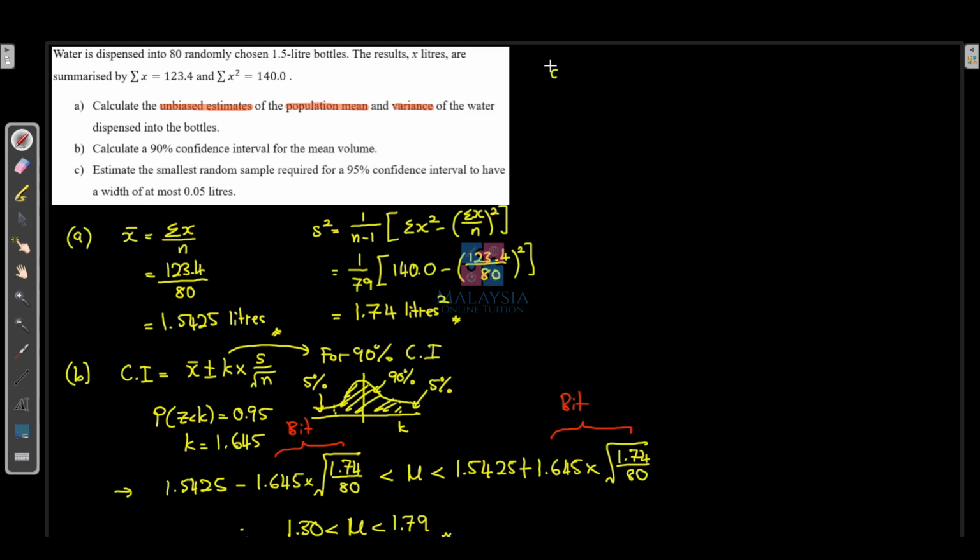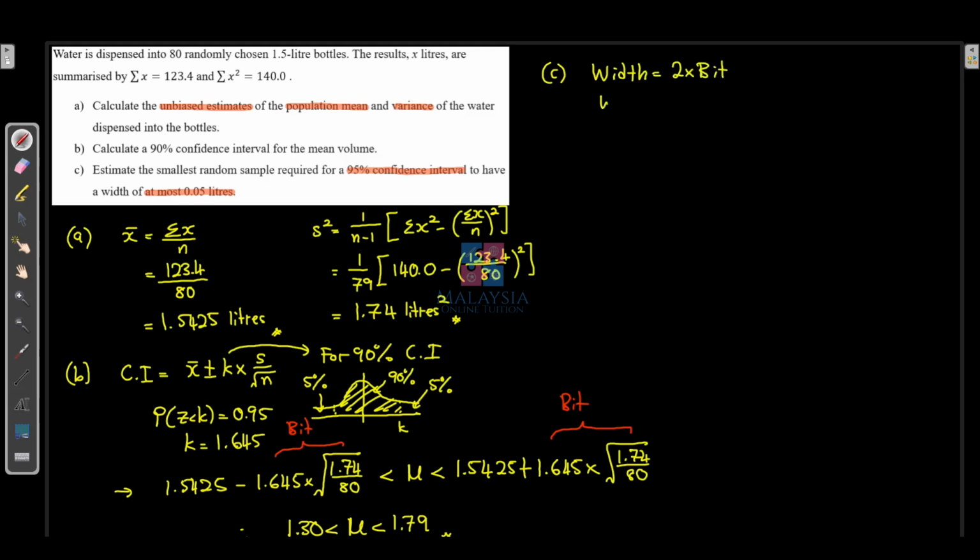Finally, for part C, estimate the smallest random sample required for a 95% confidence interval to have a width of at most 0.05 liters. Now you can see that we are using a different confidence interval, which is 95%. So we need to find a new value of K. Again, the same formula as in part B. By the way, before that, we can see the bit. You have to know the relation between width and bit. So width is actually twice the bit.